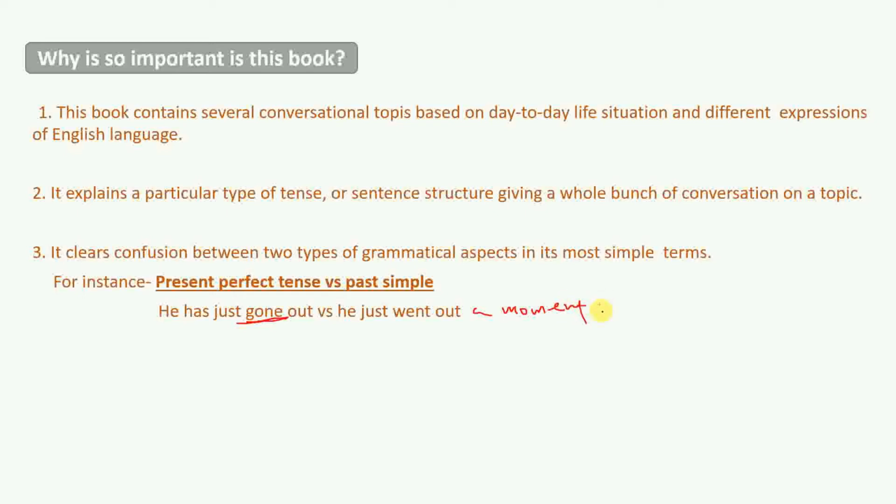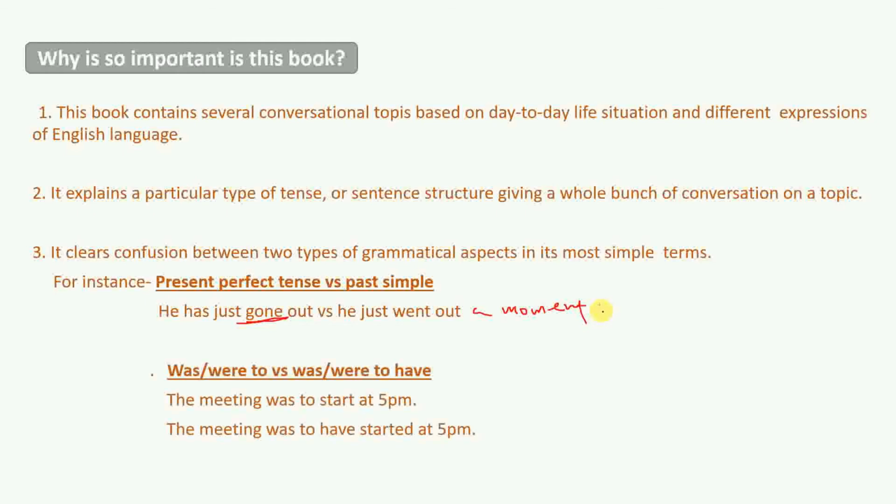And the second example is the difference between was to versus was to have. I'm giving you two sentences. First, the meeting was to start at 5 p.m., and the meeting was to have started at 5 p.m. So what's the difference between these two sentences? I'm not telling you, you write it in the comments if you know.